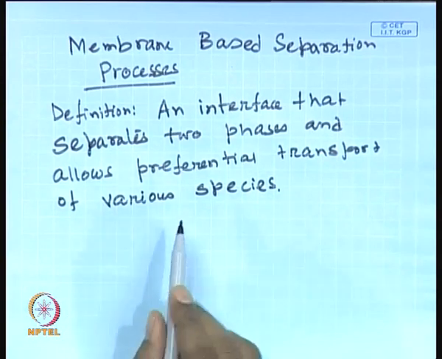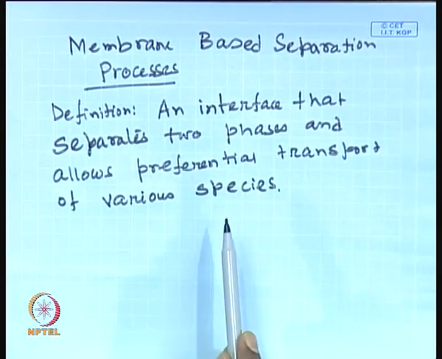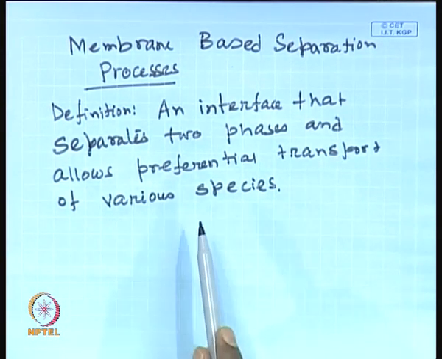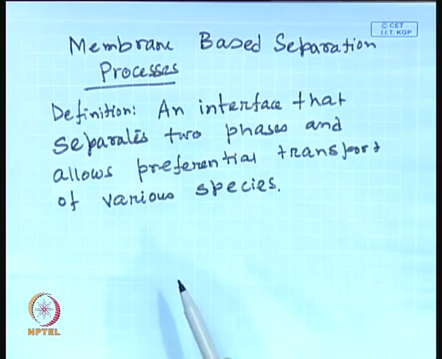So it is basically either a polymeric phase or an inorganic phase that separates two phases, and it allows a preferential transport of a particular species through it. That causes the separation. If one species is more transported, if its rate of transport through the membrane is more compared to the other species, then the downstream will be enriched in that particular species, and that causes the separation.